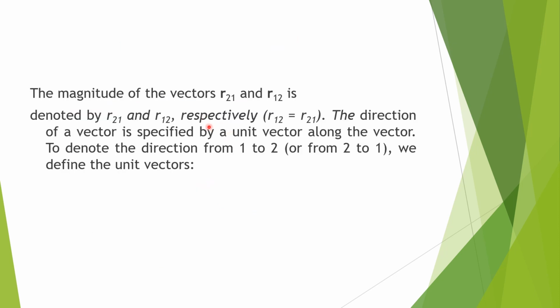So here you can see the magnitude of vectors R21. This is bold letter, no? So these two are vectors. Their magnitude is given by R21 and R12. And their magnitude will be same, only the directions are opposite.